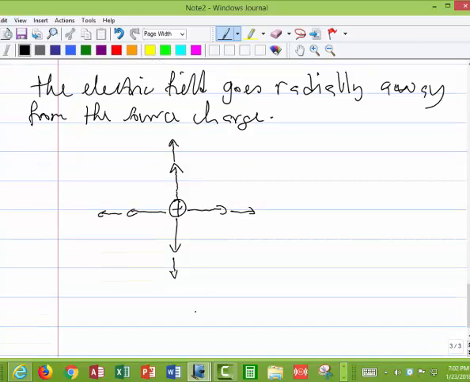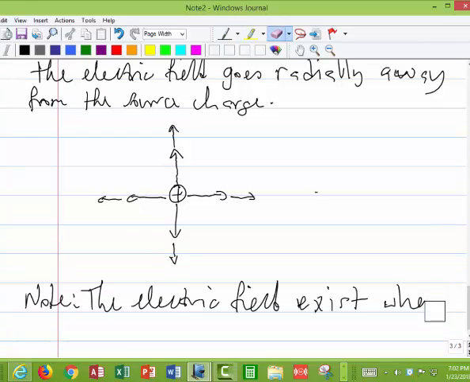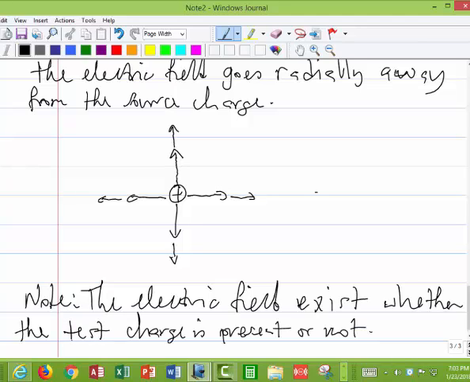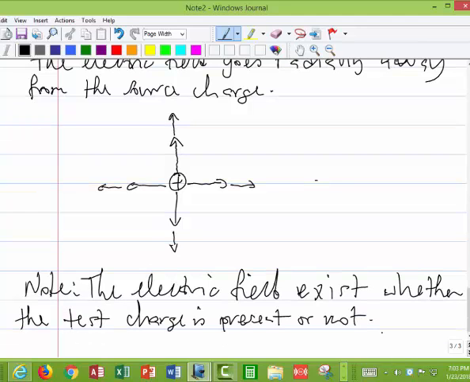The electric field exists in space whether the test charge is there or not. The electric field is not due to the presence of the test charge. You can know the electric field is there if you put a test charge at that location. Then it will experience a force, and that tells you there's an electric field at that point in space.